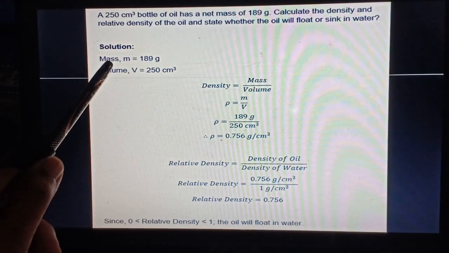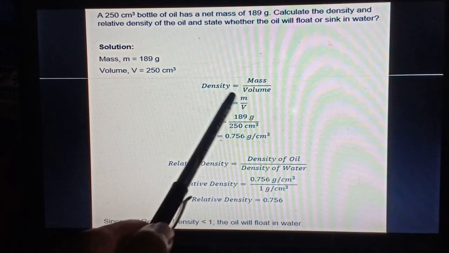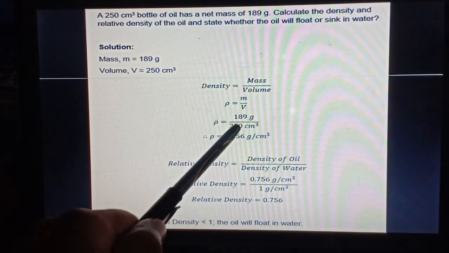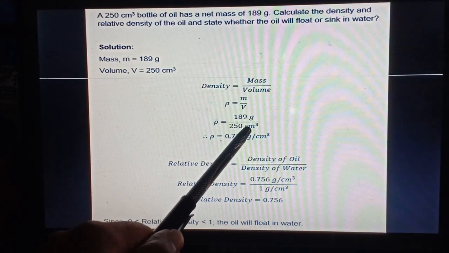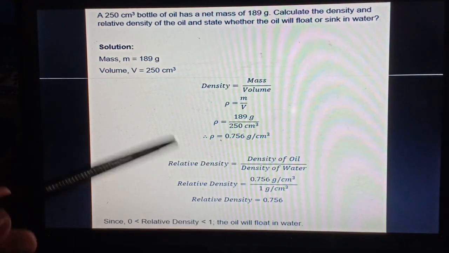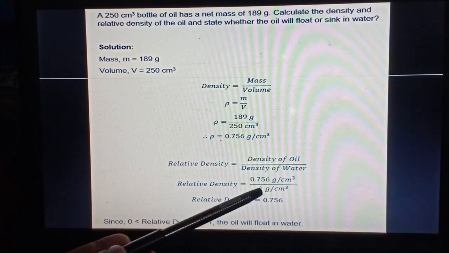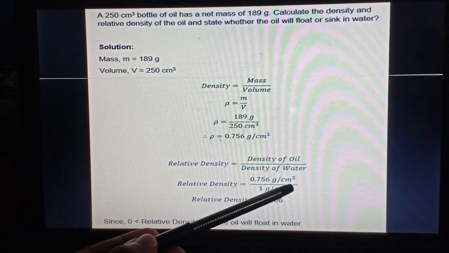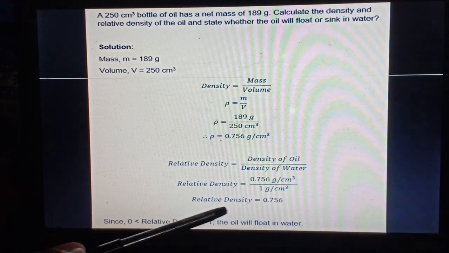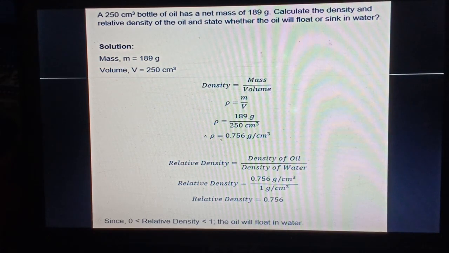So the solution is: mass is given as 189 grams, volume is 250 cm cube. The density will be mass per unit volume, m by v, 189 gram by 250, which gives 0.756 gram per cm cube. Now the relative density will be the density of this oil to the density of water, which is 0.756 gram per cm cube by 1 gram per cm cube. So the relative density is 0.756.